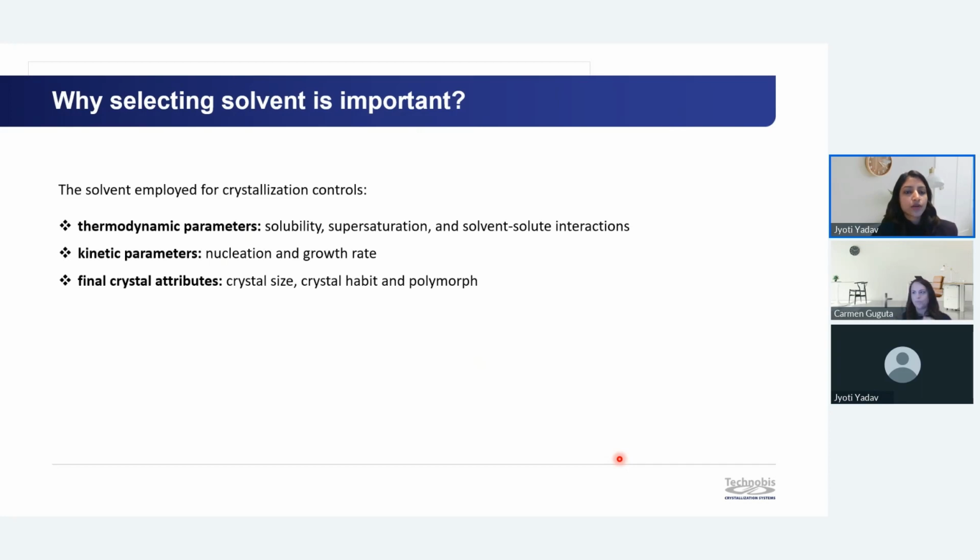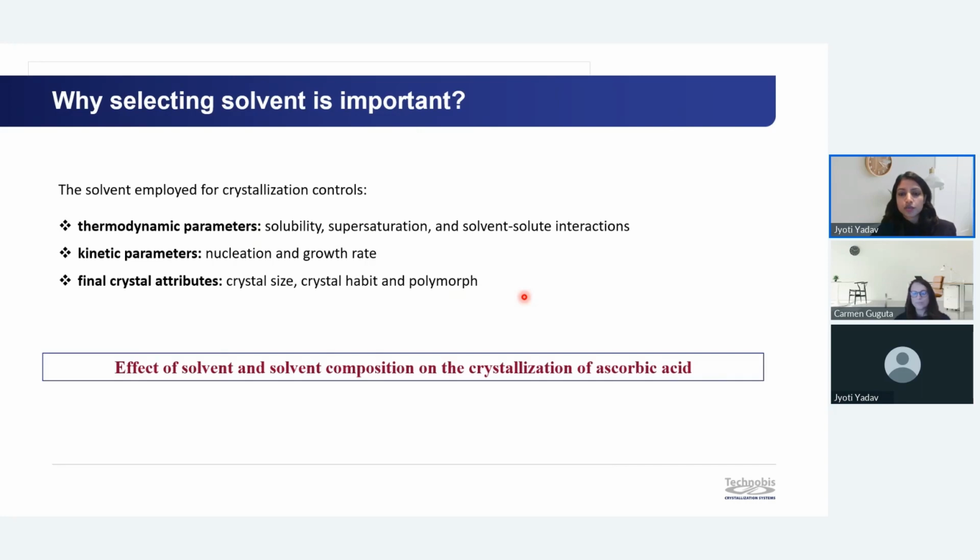Because the solvent employed for crystallization controls the thermodynamic parameters like solubility, supersaturation, and solute-solvent interaction, then kinetic parameters like nucleation and growth rate kinetics, then final crystal attributes. The solvent employed for crystallization will control the final crystal attributes like crystal size, crystal shape, polymorph, and particle size distribution. Hence, the selection of appropriate solvent is an important part of the production of any API, and therefore, the focus of this research work is to study the effect of solvent and solvent composition on crystallization of ascorbic acid.